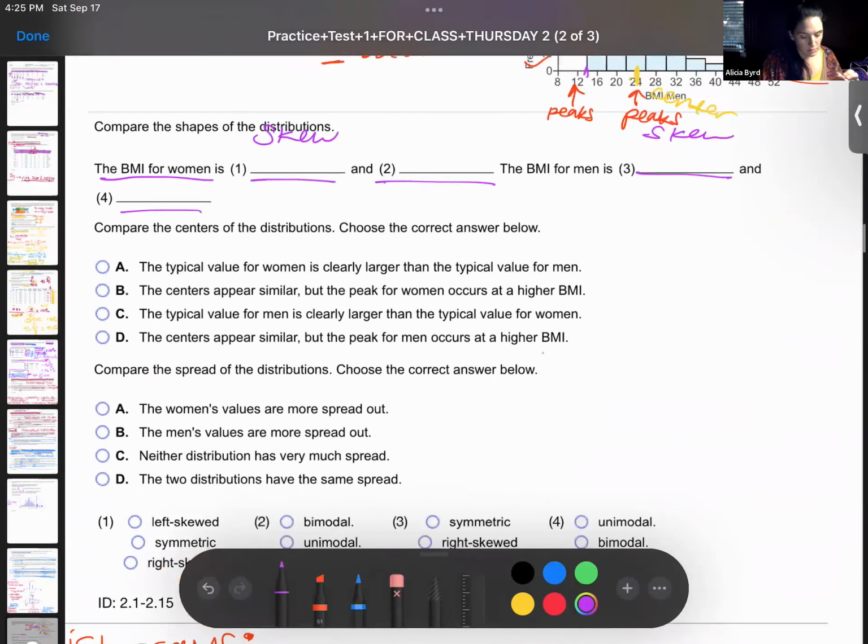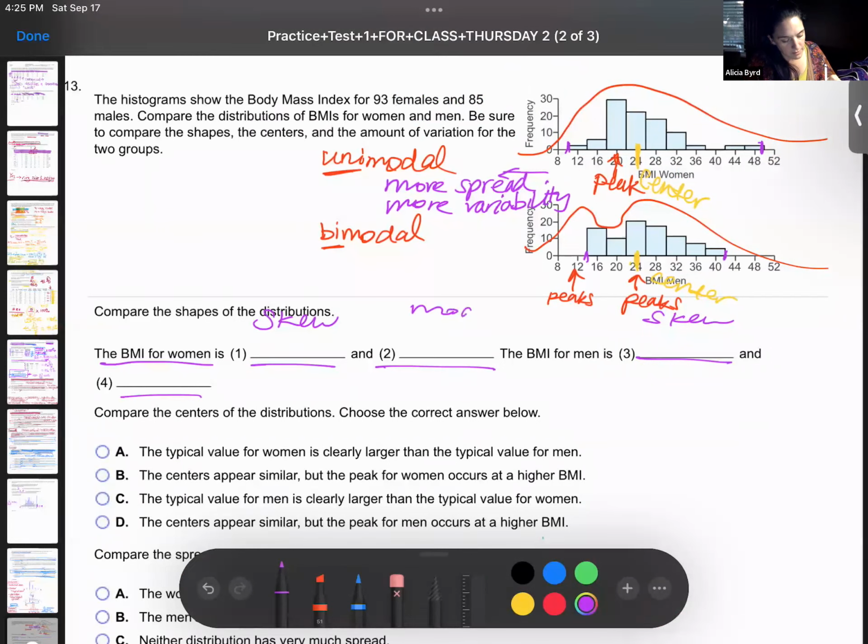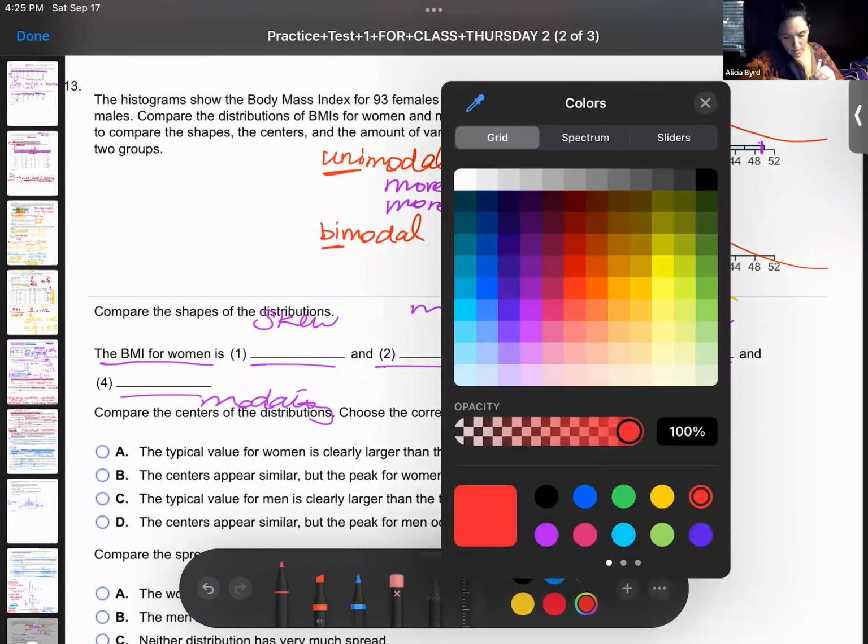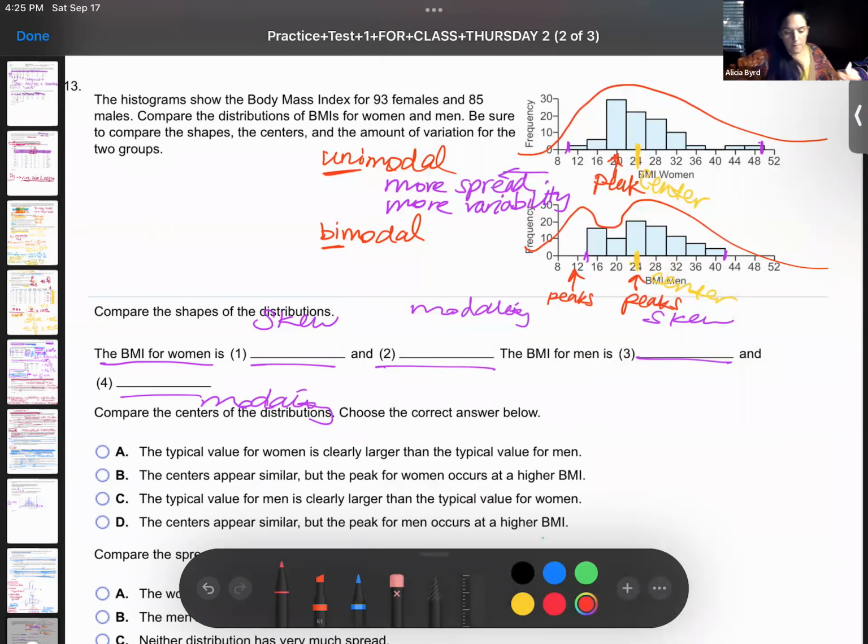The second thing is going to be modal. So these are the modalities of it, okay? Modality. So let's fill this in. So for women, we said both of them, right? They're right skewed. And I didn't really write that down, but right skewed. And I had a really good question earlier.